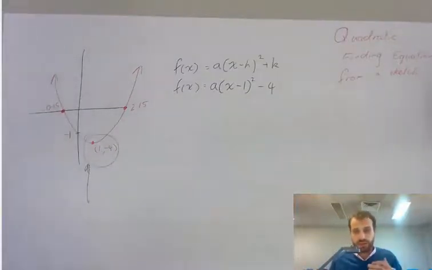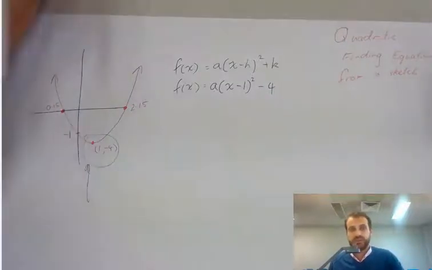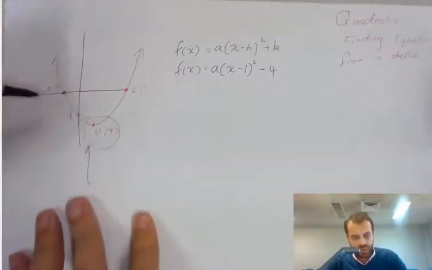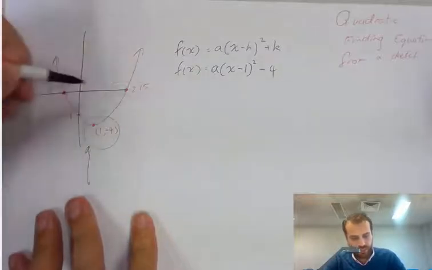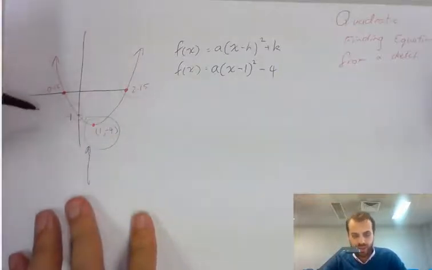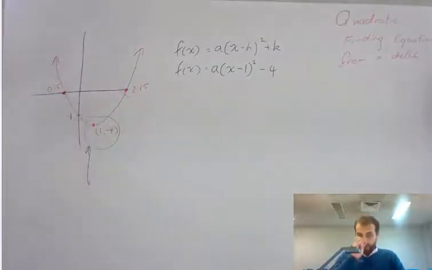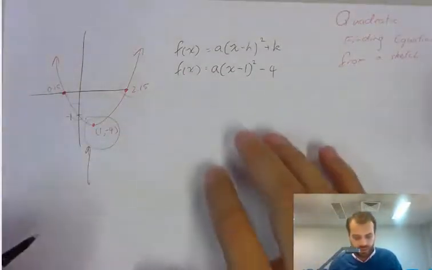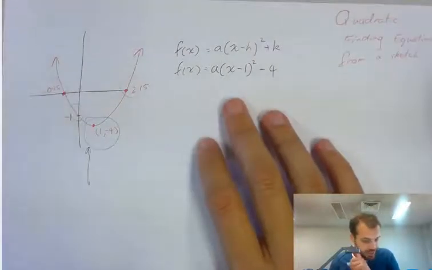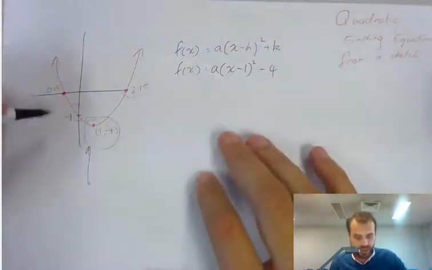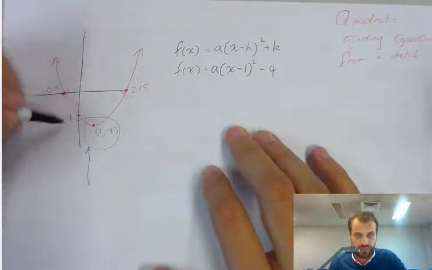So if I know some other point, I can find out what the a value is. Now it doesn't matter what point you sub in. You can sub this point in or this point or this point. But we should be able to get an answer subbing in any of those points. So I think I'm going to try to take the easy way out here, and I think subbing in the y-intercept.